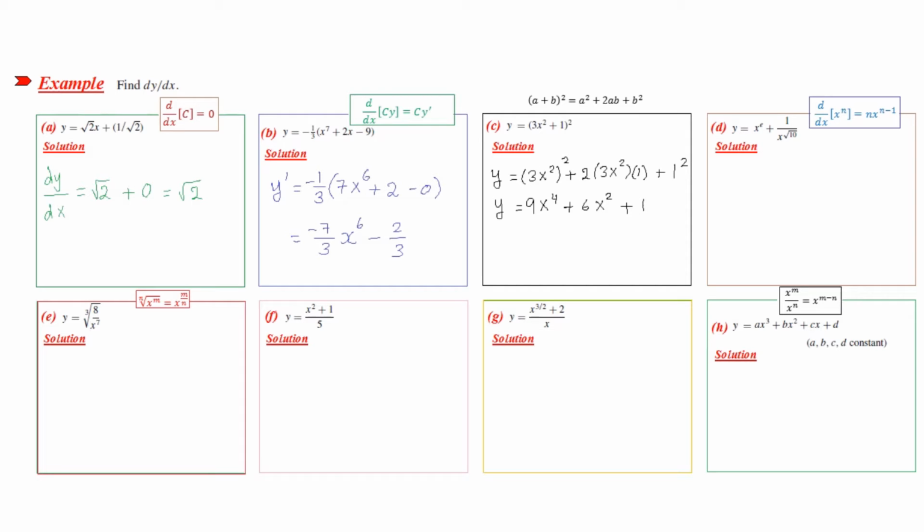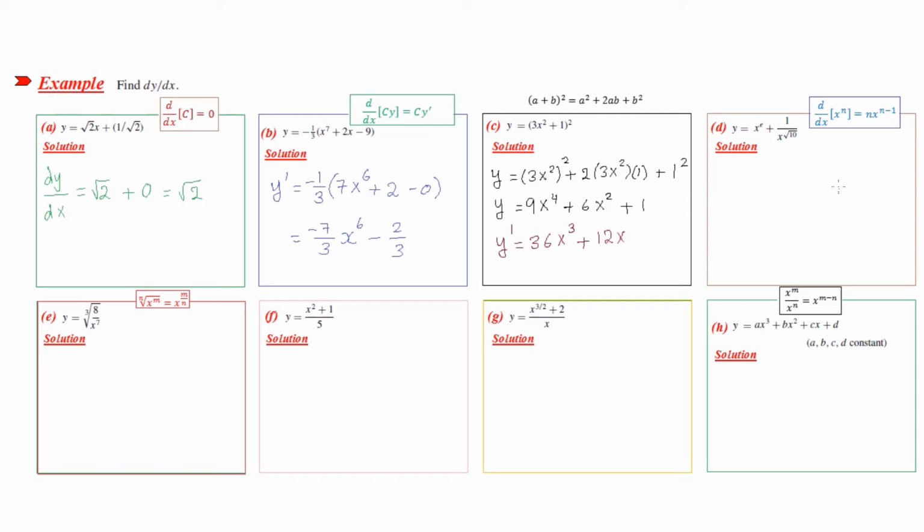Now you can start to find the derivative of this function. So y prime equals 9 times 4, 36, x to the power 3, plus 6 times 2 equals 12x, and 1 is a constant, and the derivative of a constant equals 0. So this is the final answer of part C.